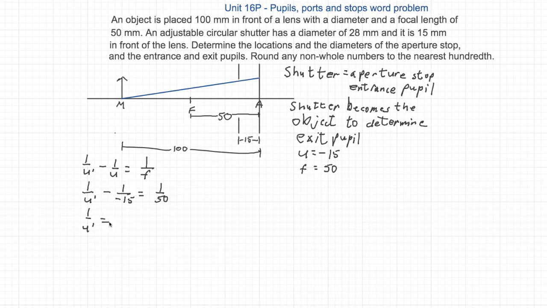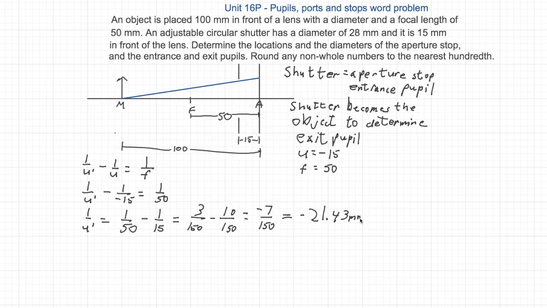The thin lens formula is 1 over u prime minus 1 over u equals 1 over f. We'll plug in what we know and solve for u prime, which will be the distance from the lens to the exit pupil, and it equals -21.43 millimeters, someplace around there.